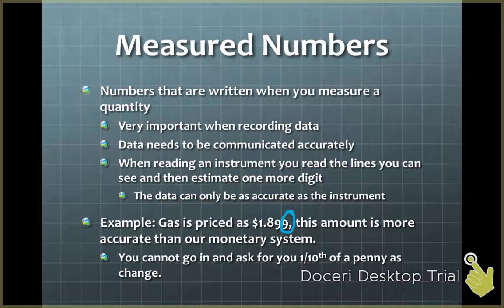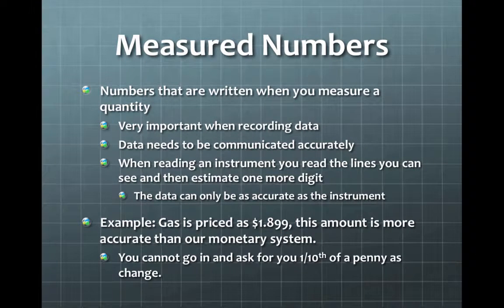We can't get exactly 1 gallon of gas and go in the gas station and tell them we want our tenth of a penny back. No, they're going to charge you $1.90. So for them to advertise $1.89.9 is kind of pointless because our monetary system is not that accurate. We cannot physically pay $1.89.9. So we all know that when they do $1.89.9, it's actually going to be $1.90 per gallon, because we can't use that specific of a measurement in our currency.